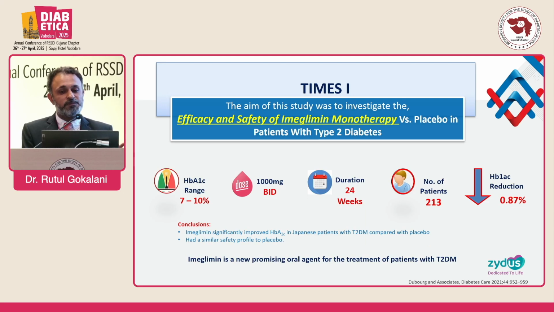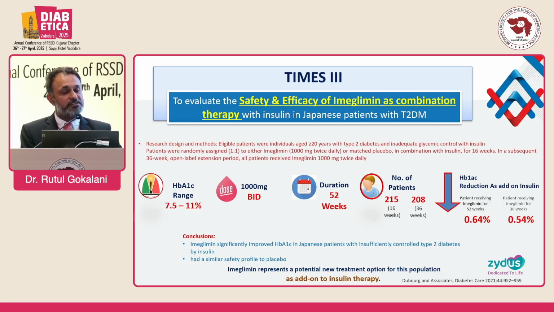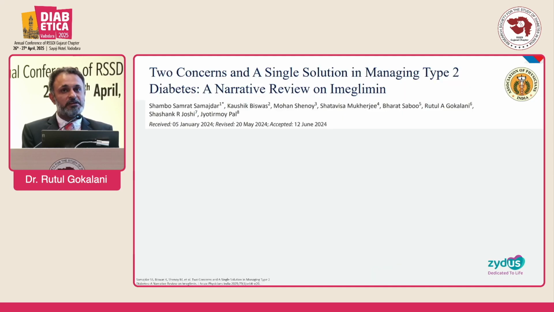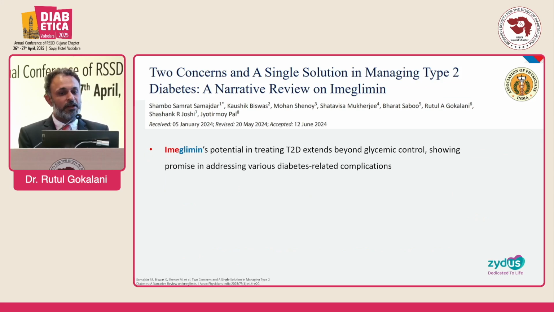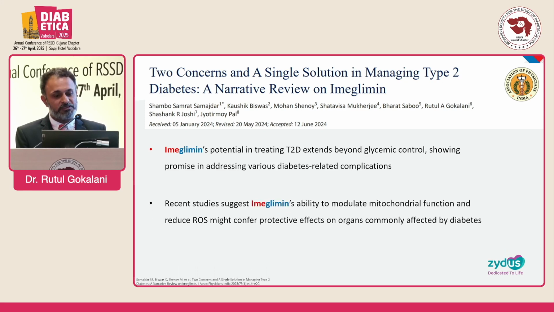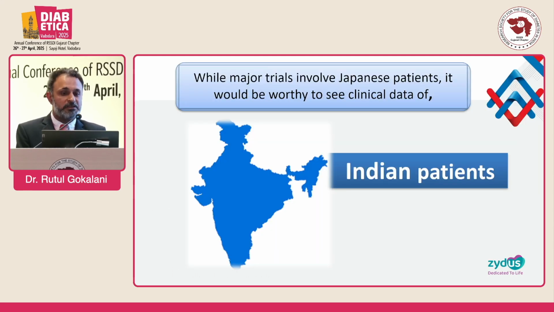But in our Indian patients, I would rather jump directly to our Indian study. The TIMES 1, TIMES 2 and TIMES 3 studies were done in the Japanese population, and they showed promising results, reducing HbA1c by around 0.8%. There was one Indian paper, the first author was Dr. Shambhu Samajdar, and we also showed similar kinds of results.